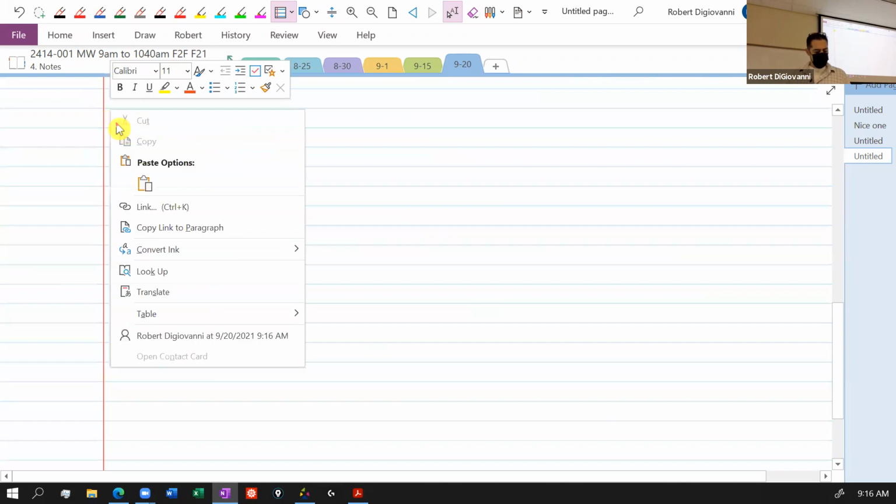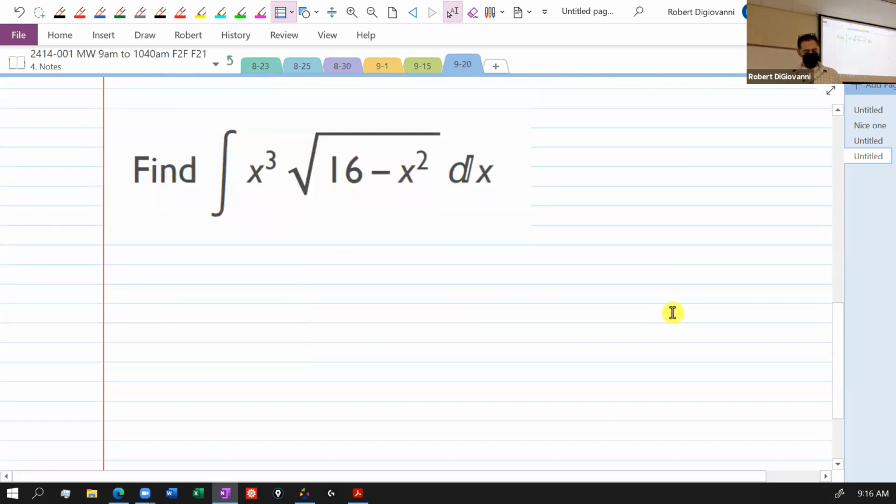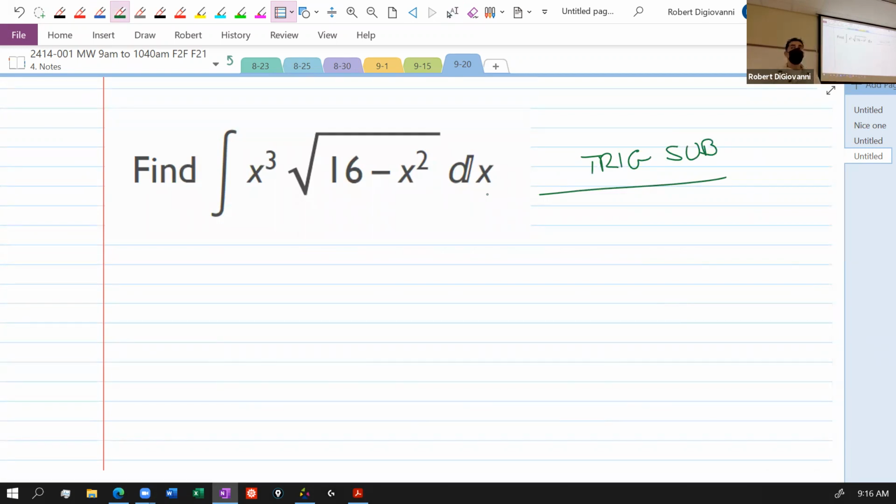Y'all just stop me if you have any questions. Okay, so trig sub, I'm going to write down what I'm doing here. Trig sub. All right, so I need to identify what's A. What's A in this problem? So 16 is A squared, isn't it? A squared is 16. So the A would be the 4.